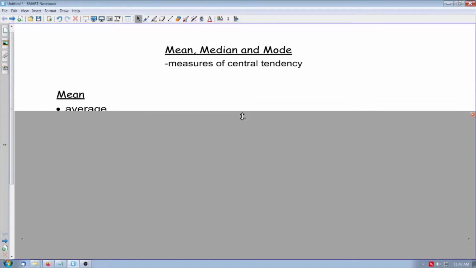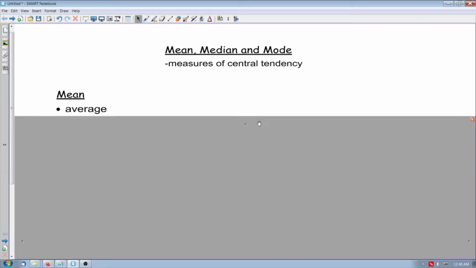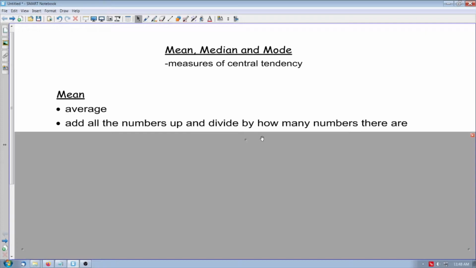Let's first go on to what a mean is. Mean is the one hopefully you guys remember. A mean is just the average of the data set. And how do we get that average? We add up all the numbers, divide by how many numbers there are.